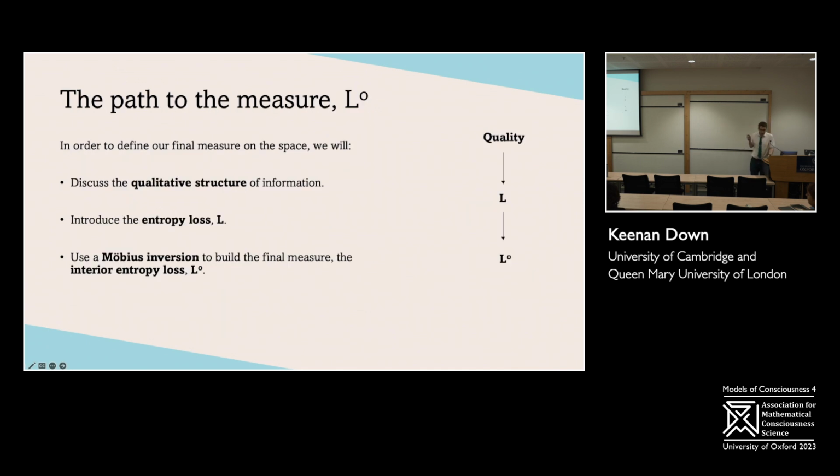So when we're actually going to construct this measure, I'm going to go a bit through the maths, don't worry too much about it. But just so we can think about how we go about it, in case anyone's interested in the maths bit, this is the path there. We're going to think about the qualitative structure of information. We're going to have an intermediate measure of information called the entropy loss. Not a world-changing idea, but then we do this neat little Möbius inversion, and then we build this final measure, this interior entropy loss, which needs a new name because that's quite a mouthful. Okay, so that's how we're going to do this.